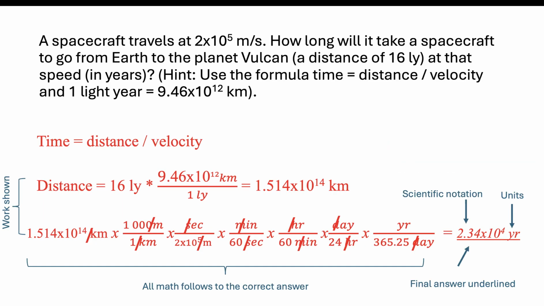Now that we're done with the calculation, let's go back and look how we've satisfied the 5 lab requirements. First, we notice that we have an answer, a final answer, that is underlined. Our answer is in scientific notation. Our answer also includes units. We note that each step in the calculation, starting with the original formula, all of the math follows to the correct answer. We also note that we've shown all of the work that it takes to get from the problem statement to the result.